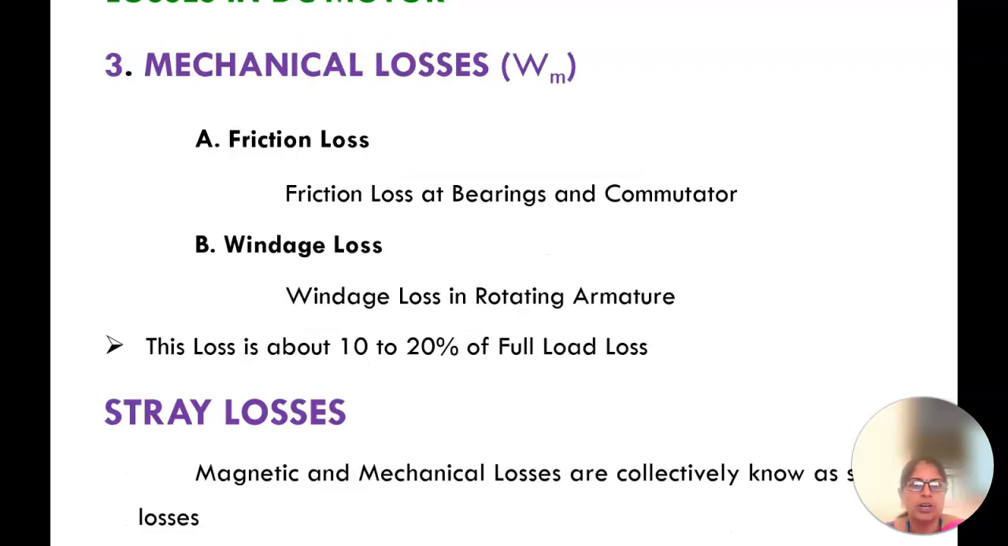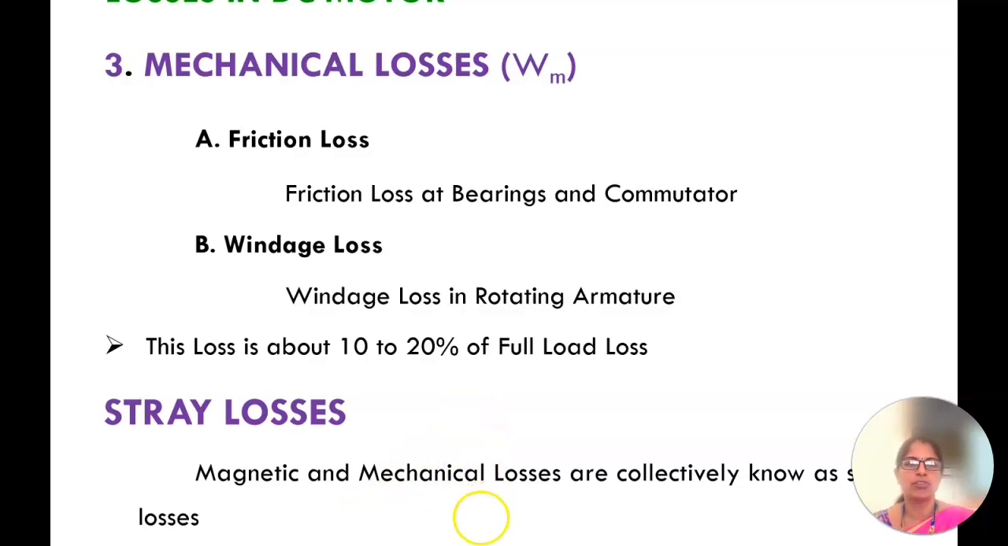And the third one is mechanical losses. So friction loss is due to the mechanical movements of the machine parts; the loss occurs at bearings and commutator. These are all called friction losses. And windage losses occur in the rotating armature. This loss is about 10 to 20% of full load losses. And stray losses: magnetic and mechanical losses are collectively known as stray losses.